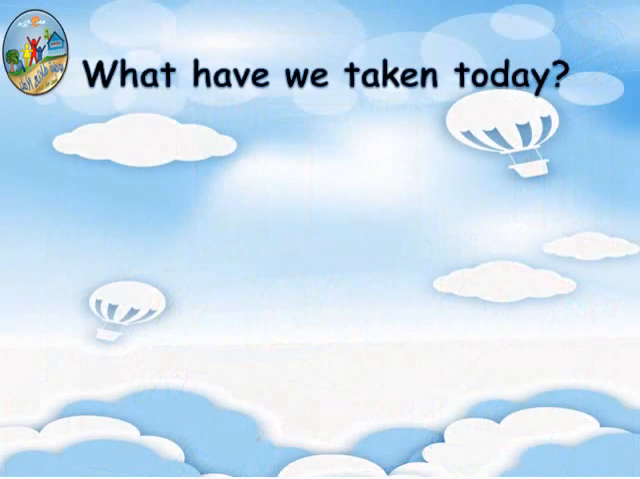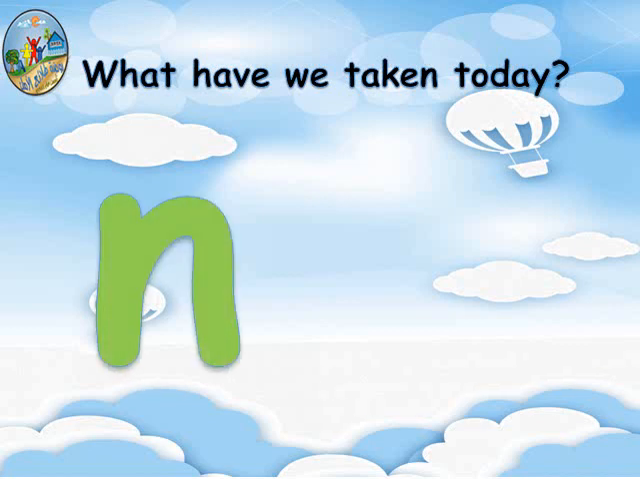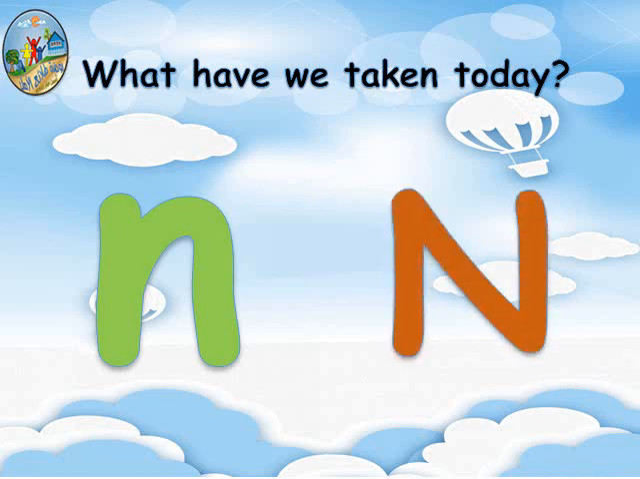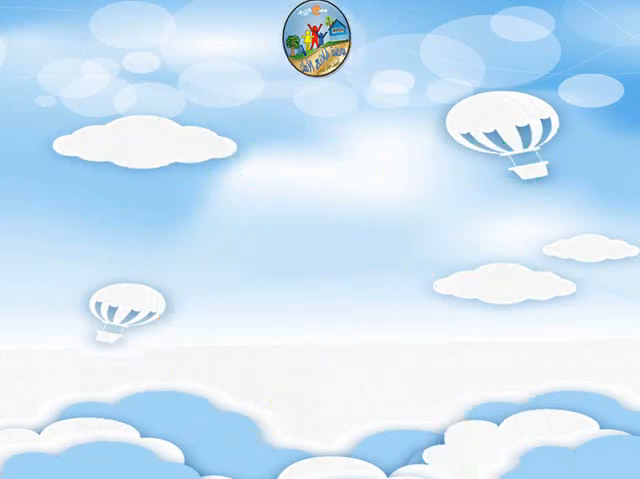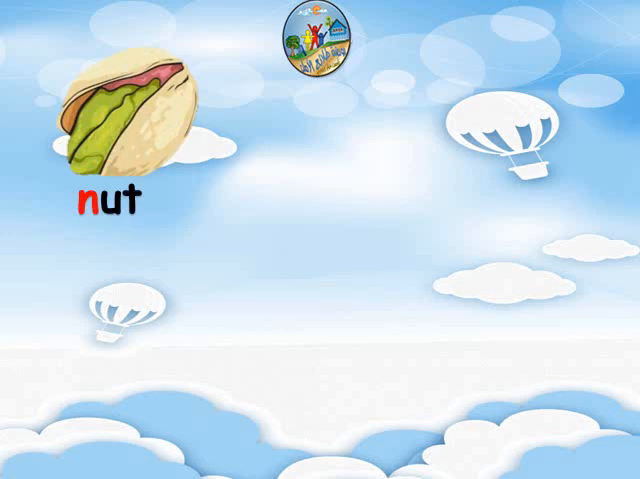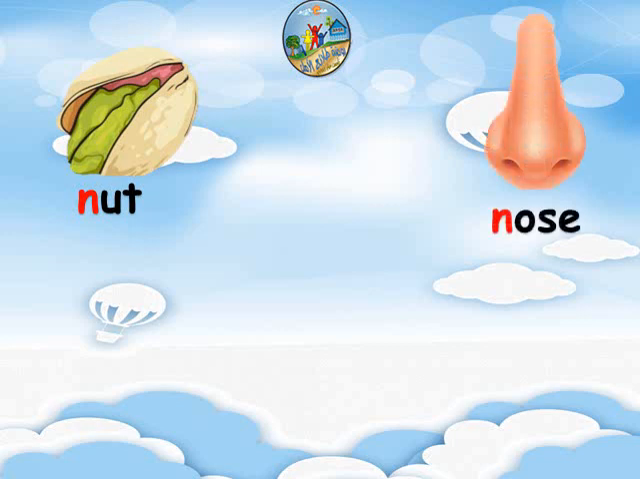What have we taken today? We have taken small na and capital na. What's next? Thinking time. Now let's mention words that start with small na or capital na. The first word is "not". The second is a body part in our faces. What is it? Think. It's a nose. Yes.